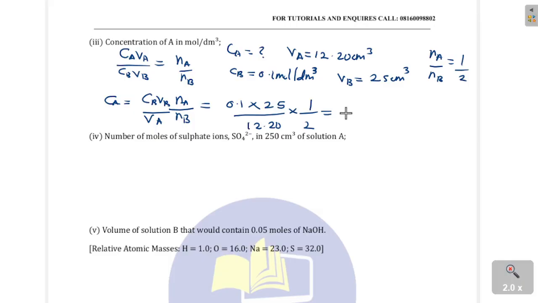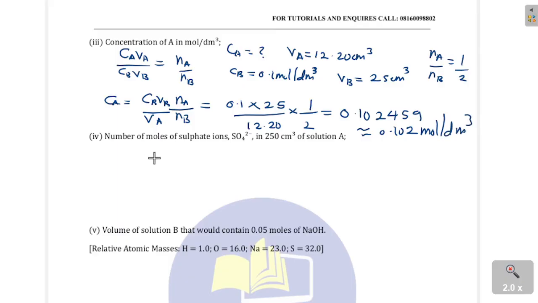and get the correct answer. You can bring out your calculator and punch it. We are going to have 0.1 multiplied by 25 multiplied by 1, divided by 12.20, then divided by 2. We are going to get 0.102459, which is approximately 0.102 if you leave it in 3 significant figures. So 0.102 moles per dm cube.